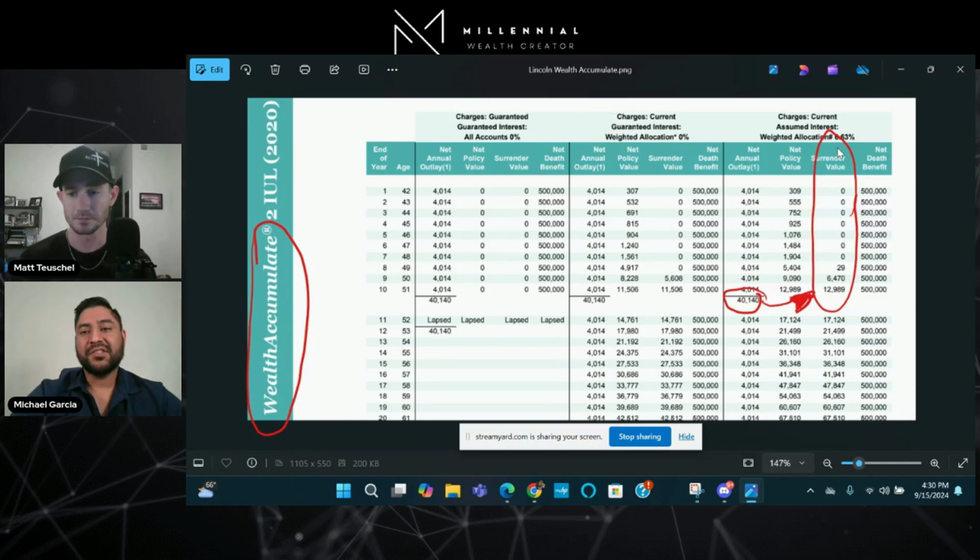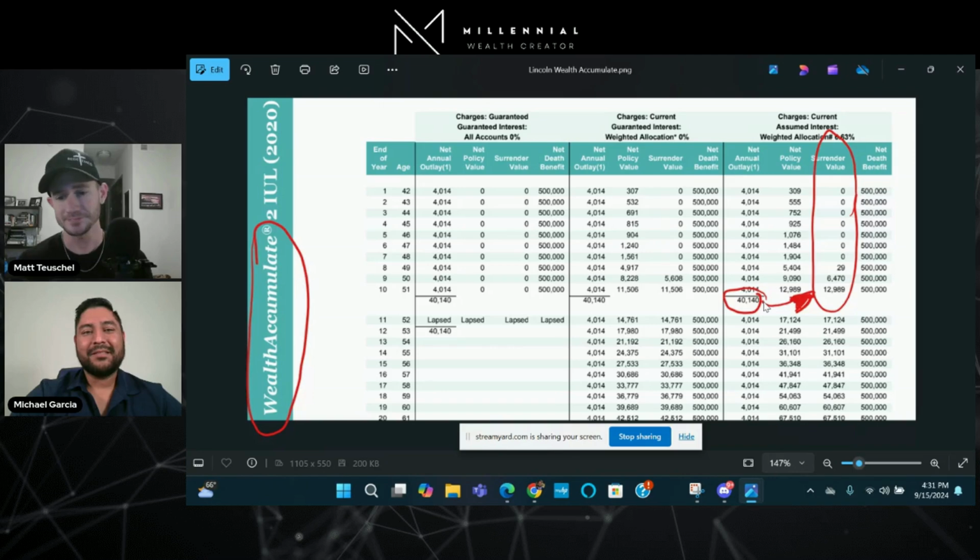Yeah, for sure. So look here, Matt. If you look at 10 years, I want you to think how this is a $500,000 death benefit. How much would it cost to get $500,000 of coverage for a 41-year-old for 10 years? A term policy for 10 years? It's not going to be $4,000 a year. It's probably going to be a few hundred dollars a year. Probably like $100 a month, if that. Yeah, right. Not $4,000 a year.